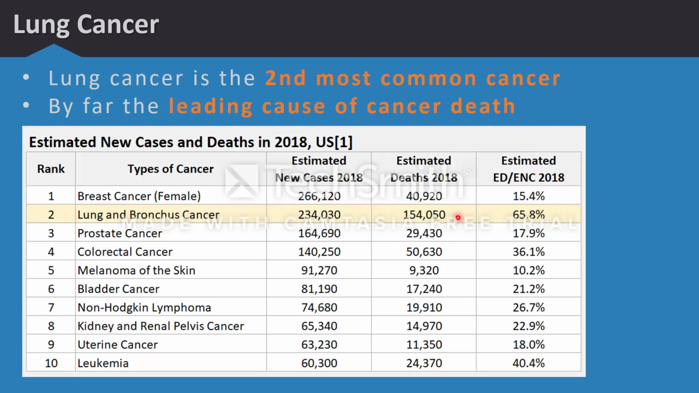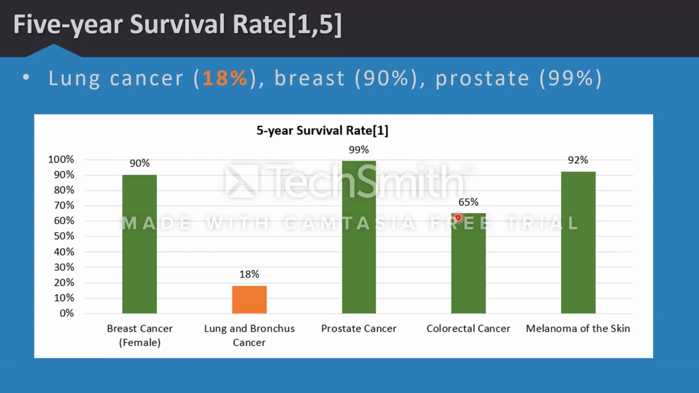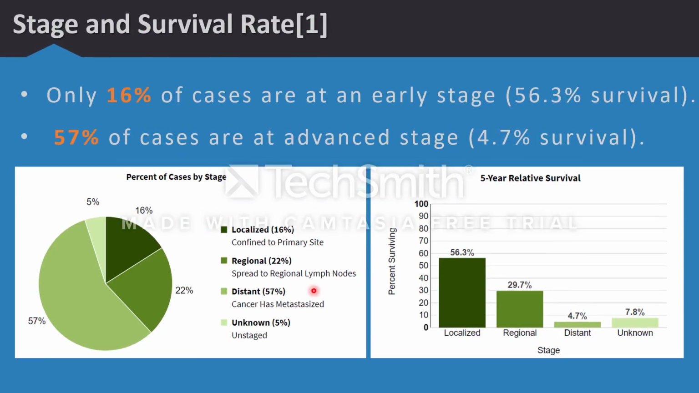The most important prognostic factor is the 5-year survival rate. This figure shows the 5-year survival rates of the 5 most common cancers. Compared to the other 4 types of cancers, lung cancer has the lowest survival rate. The reason that lung cancer ends in such a low survival rate is that only 16% of cases are at early stage when diagnosed, marked as localized in the left figure. And also, the 5-year survival rate of early stage cases is much higher than the other stages.